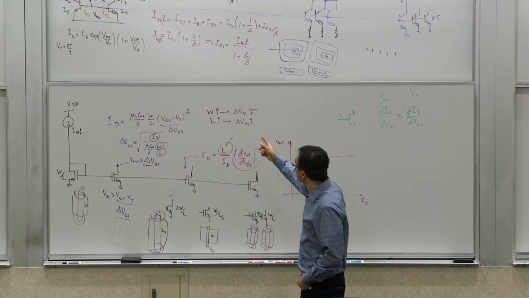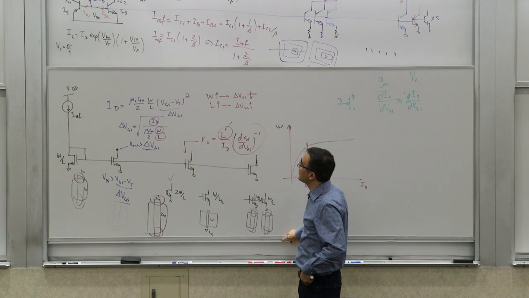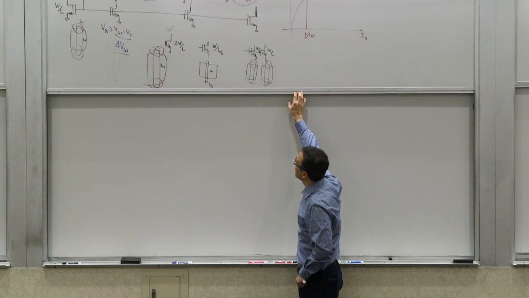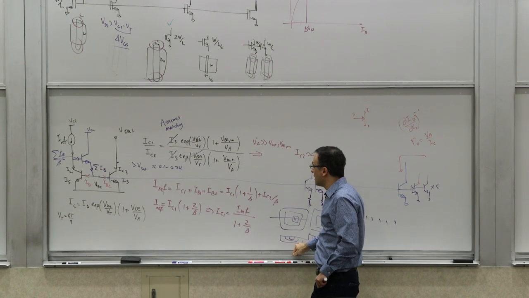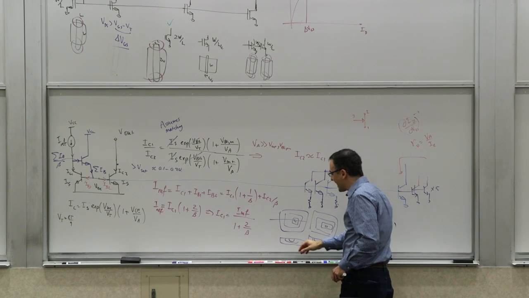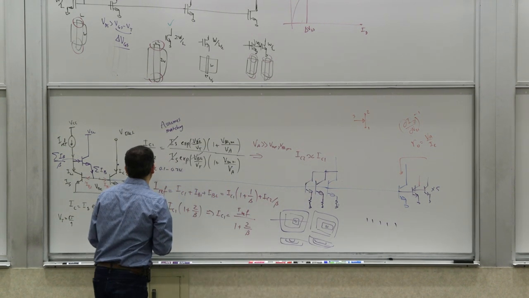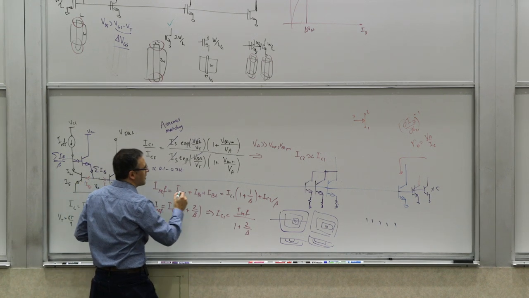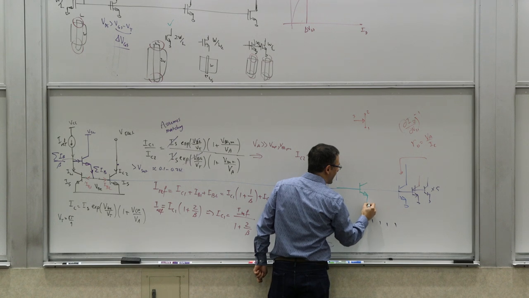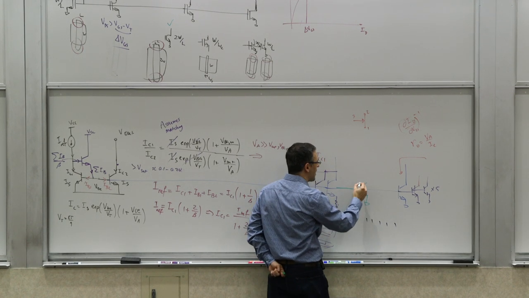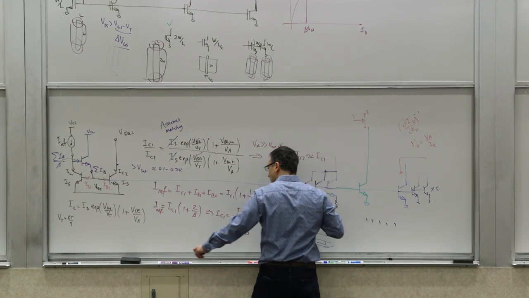Now, all of these things, as long as you have complementary devices, can be replicated, because the current sources we've drawn so far are essentially good at sinking current. Now, you can actually make a current source that sources current. So how do I do that? For example, let's say you have a branch here, and then you can come up.